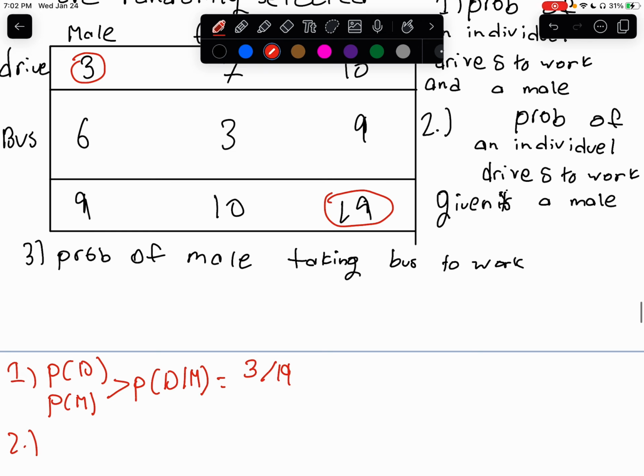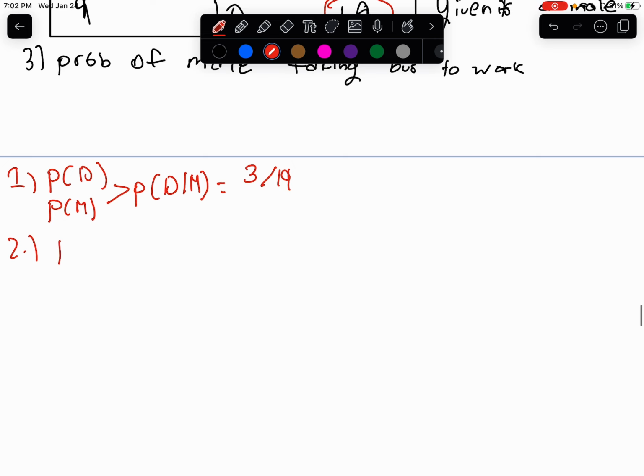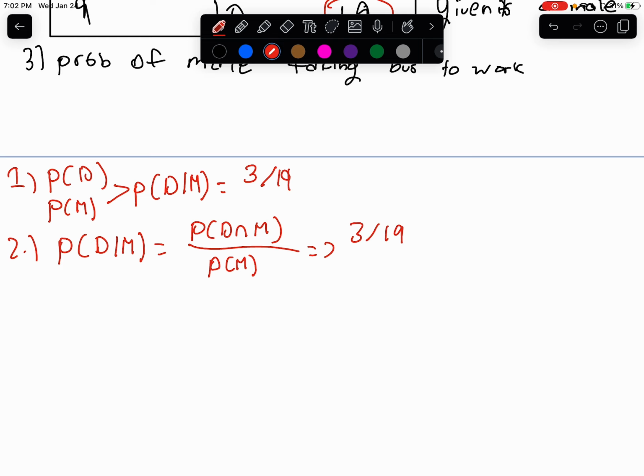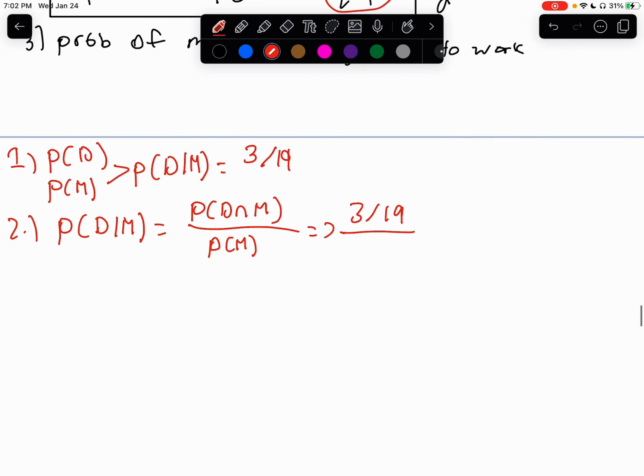All right, so as we move on, we're on number 2. The next one is to find the probability of an individual that drives to work given it is a male. What is the probability they drive to work given that the person is a male? We still use the same formula, but now using the multiplication rule. So we can do the probability of driving intersecting male divided by the probability of male. We can do this as 3 over 19 divided by 9 over 19, because that's our total number of males. We can note this as an answer of 1 over 3.